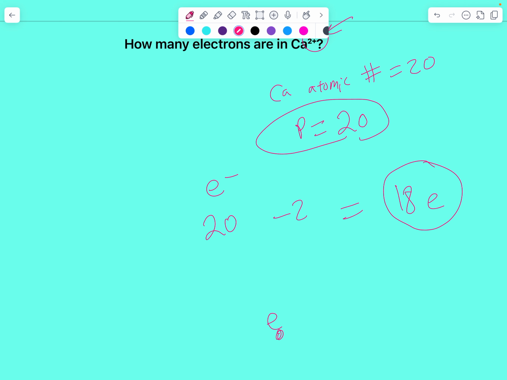This is where people lose points. They add instead of subtract. Positive charge means electrons were removed.